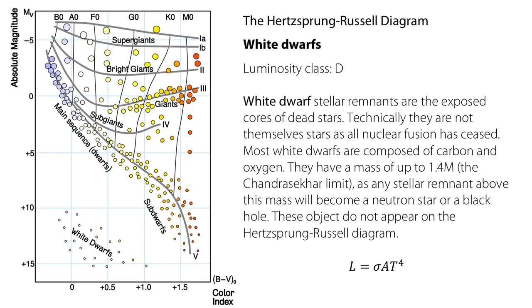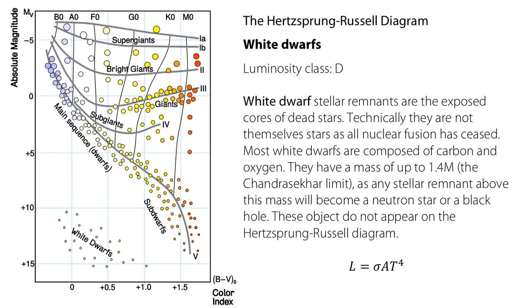On the other part of the scale down here, we have the white dwarfs. White dwarfs have a very low luminosity, but they do have a very high temperature. So by this equation, if they have a high value of T, but yet a very low value of L, they must also have a very low value of A. These are very, very small objects.